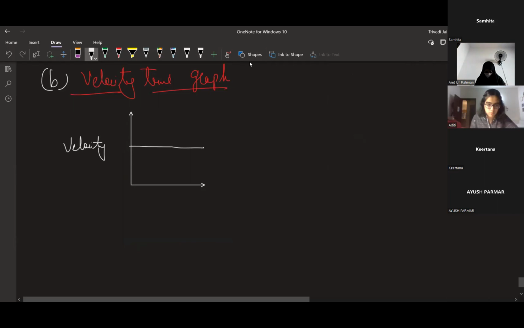Yes, Rahman, what will happen in this case? In velocity time? Velocity is constant. So what about acceleration? Zero. Because change in velocity is zero, that means acceleration is zero. Why is change in velocity zero? Because velocity is constant with respect to time. So this was the first one. Second one.